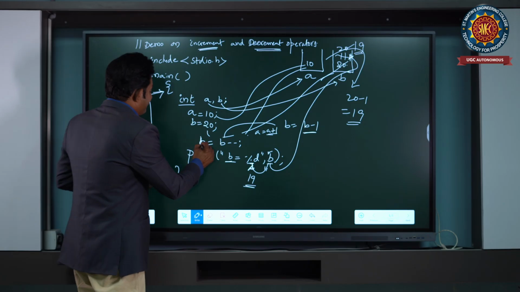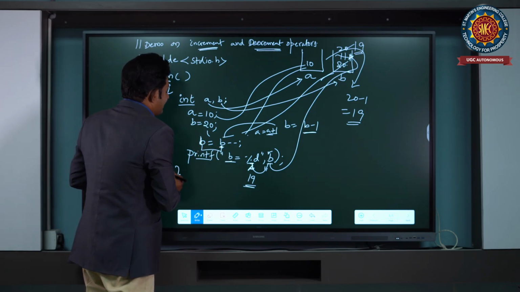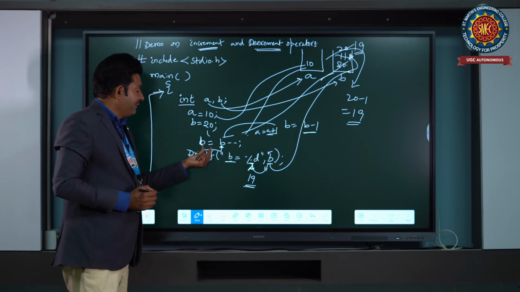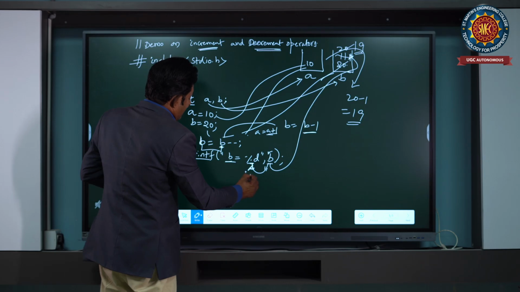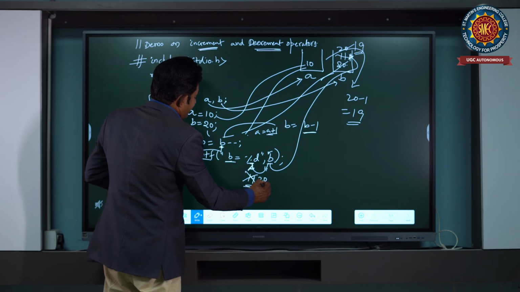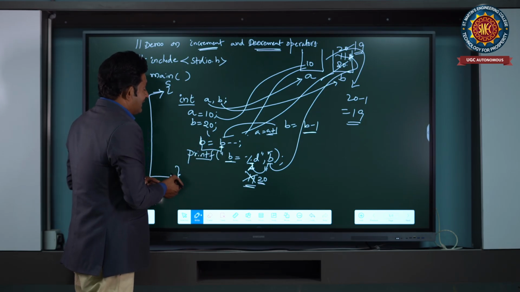That means the initial value is assigned here, and then the increment or decrement is applied. Now in this case, B is equal to 20. The output is also 20. First the value is printed, later it will be calculated.